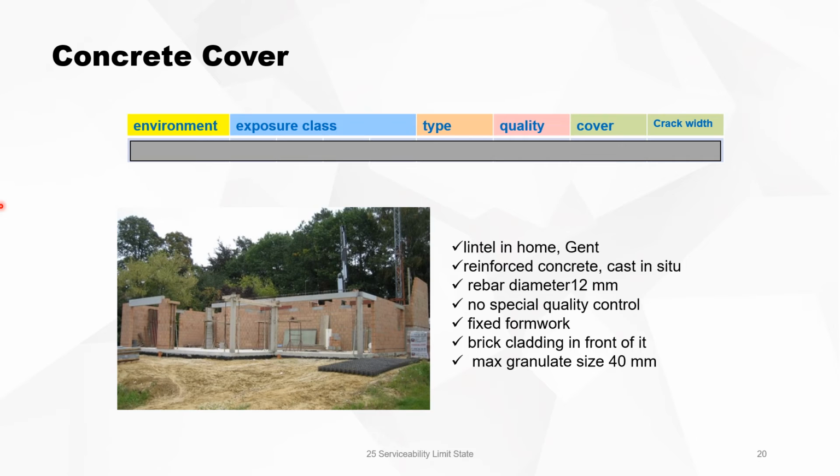Let's just give an example of a very simple home inland, somewhere in Belgium. It's reinforced concrete, it's cast in situ, it's a beam not exposed to rain because there is a concrete cladding coming in front of it, so it's just inside the building. There is a rebar diameter of 12 millimeter, no special quality control, with fixed formwork, and the maximum granulate size is 40 millimeters. So this is a very normal case.